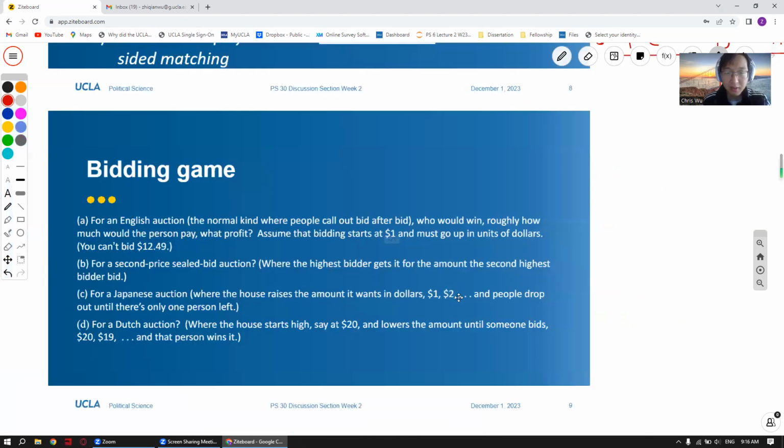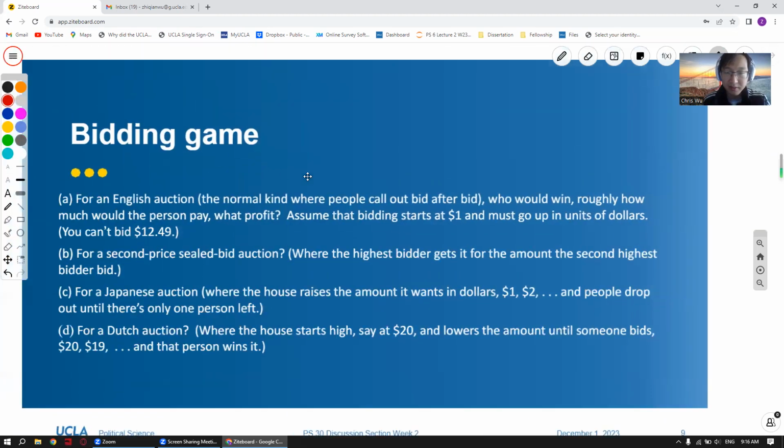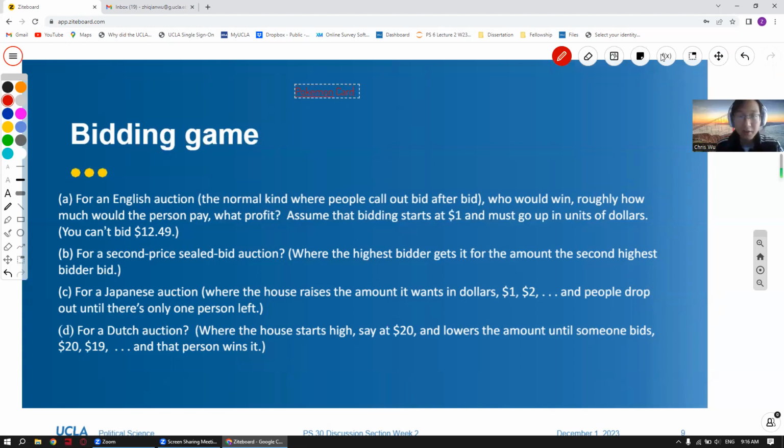Okay, the last is a bit of a bidding game. I played it in the GNI sections, so it's kind of hard for me to show this. But let's say here I have 3 students. There's an item, let's say a Pokemon card or something. Not that rare anyway. So let me use a different color.